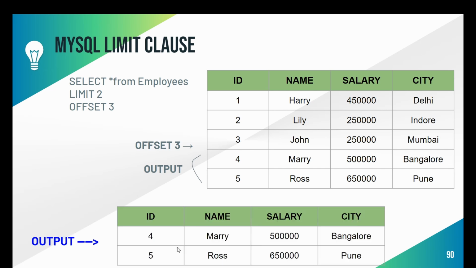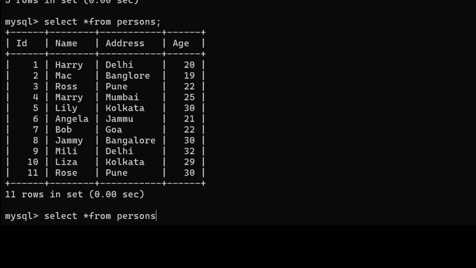So here our output is id 4 and 5, all the data of id 4 and 5. So like this we can add OFFSET in our query. Let's check it in the terminal. Open your terminal. So here is the persons table.